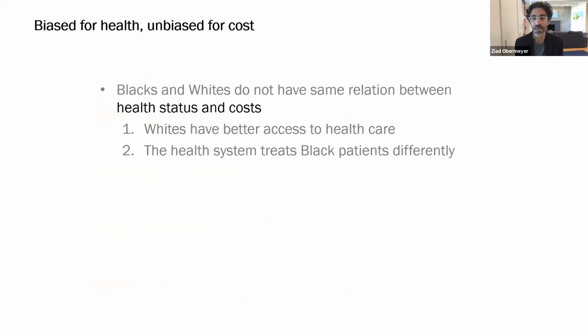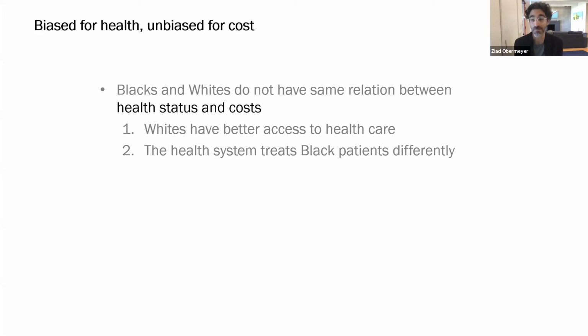So why is that? Well, because Black and white patients don't have the same relationship between their health and costs. And that's the difference between needing healthcare and getting healthcare. White patients have better access to healthcare. So when they need healthcare, they're more likely to get it. And that means they are more likely to generate expenses when they need healthcare. In addition, the healthcare system just treats Black patients differently, and they end up getting referred to specialists less and getting advanced testing less. All of that leads to lower costs.